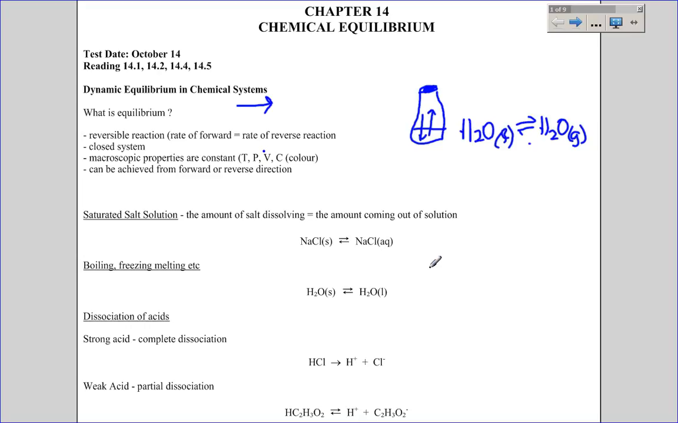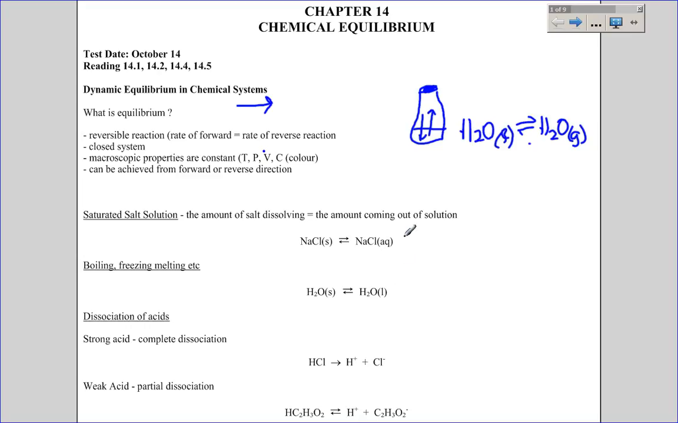We'll next look at a few examples of chemical equilibrium. So we've talked about scenarios where we've got a state change, so we can have an equilibrium between a liquid and gas. We can also establish an equilibrium between a liquid and a solid of the same substance, like water.